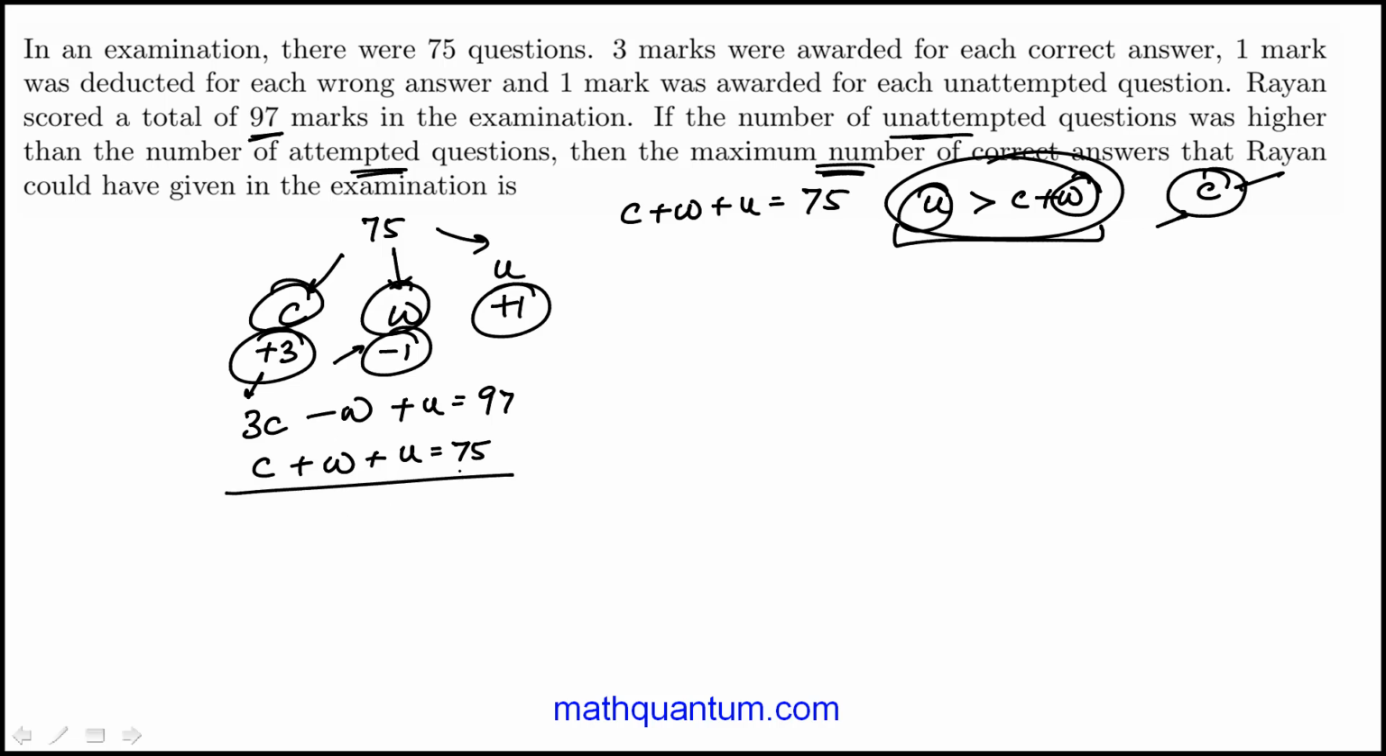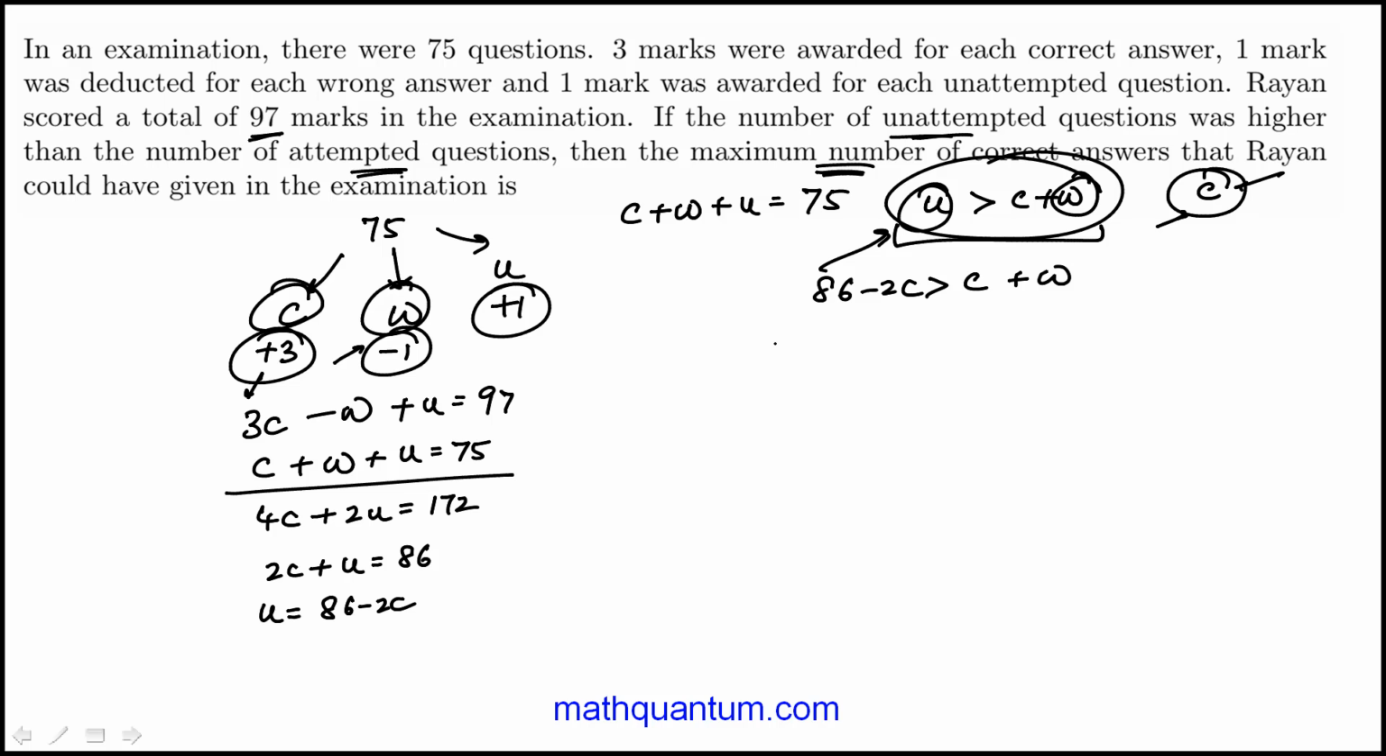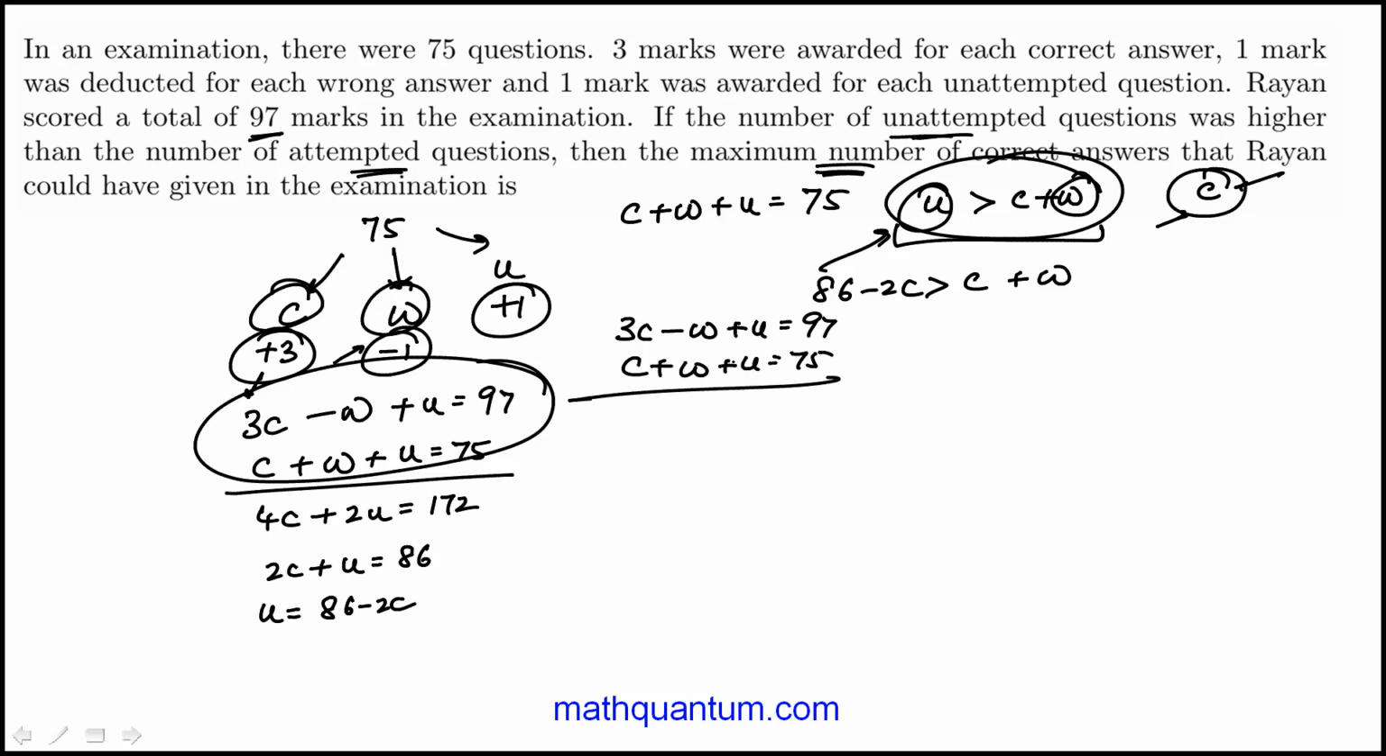And so I'm going to get rid of U and W and see what this inequality then tells us about C. So I'll add these two. 4C plus 2U is equal to 172, divided by 2, 86. So U is 86 minus 2C. I can plug that in here. And then to get to W, I will subtract these two equations. Let me just rewrite these again just so you can see it clearly.